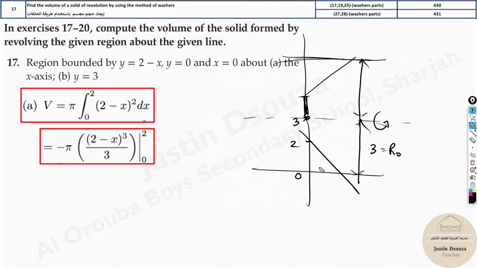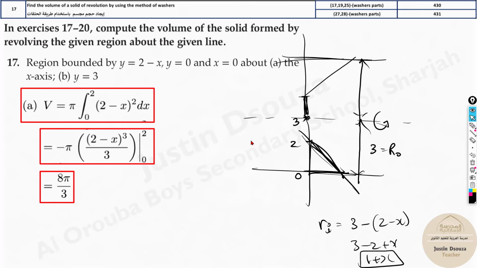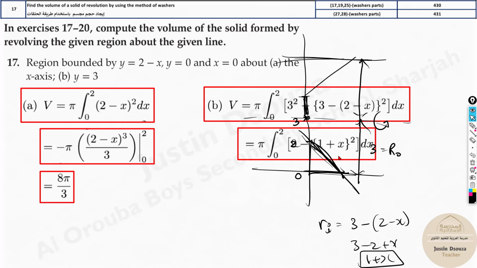What about the inner radius? Inner radius is also 3 minus this equation. Why? Because it's inside, right? 3 minus it. This is what we are revolving. So the inner radius, small letter ri, is 3 minus, what is that? 2 minus x. So it's going to be 3 minus 2 plus x, that is 1 plus x. So this is the equation. Now you just put that in the formula in the calculator and you will get the answer.